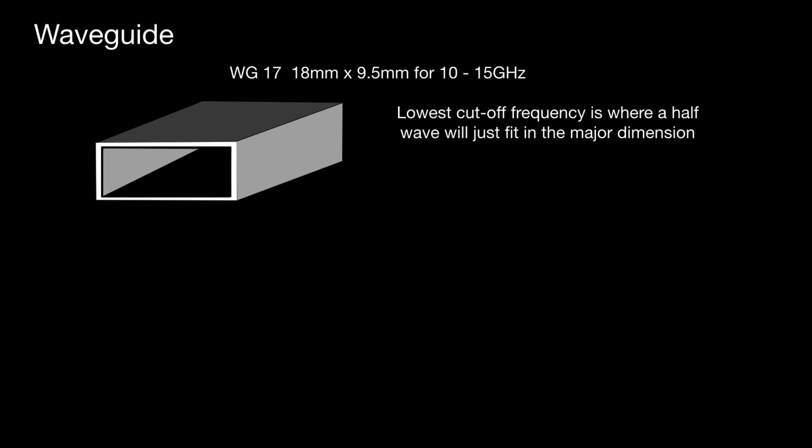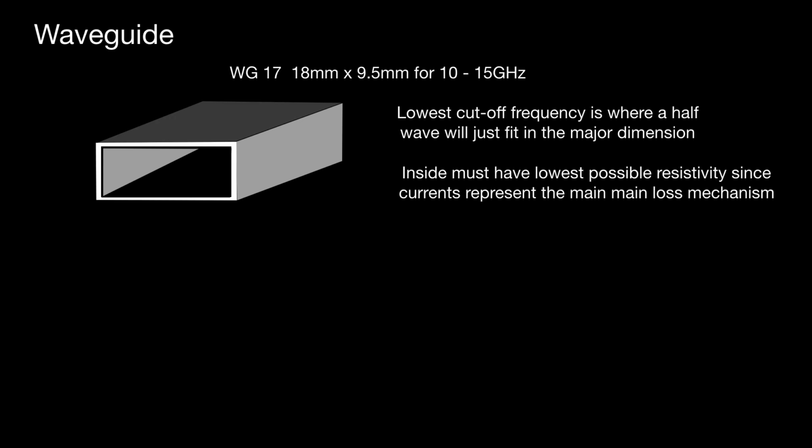Now, Waveguide operates in a number of modes, and we don't need to know anything about the operation of Waveguide. The only fact that we do need to remember is that the lowest cutoff frequency is where just a half a wavelength will fit in the major dimension, in other words, the 18 millimeter. So normally it doesn't run at that sort of a frequency, it's run at a slightly greater frequency, so it'll comfortably operate.